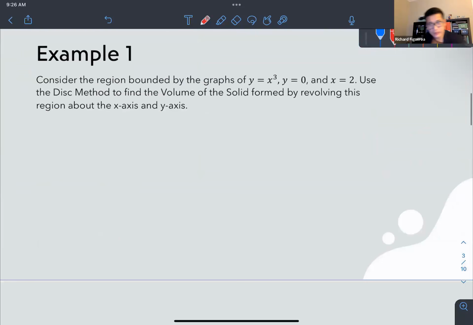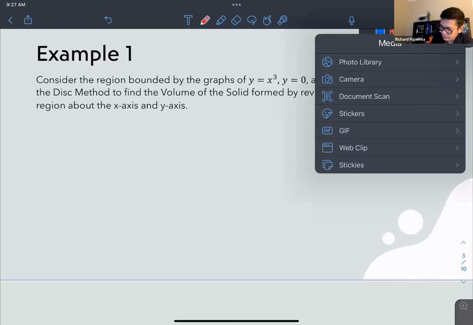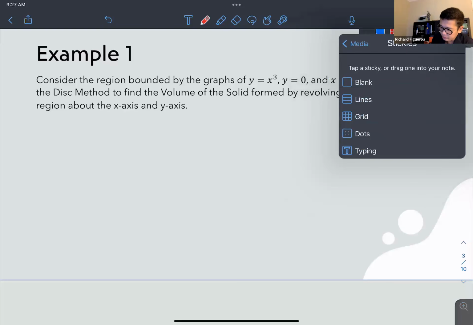So let's have our first example. For our first example, we consider the region bounded by the graphs of y is equal to x cubed, y is equal to 0, and x is equal to 2. Use the disk method to find the volume of the solid formed by revolving this region about the x-axis and y-axis. So let's graph it first.